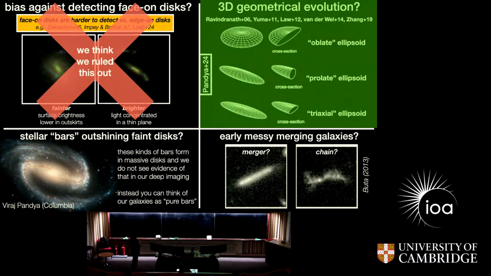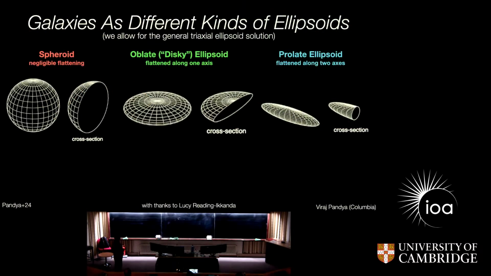3D geometrical evolution explanation. If you're like me, it can be hard to visualize these kinds of ellipsoids in 3D in your brain. So here are some extreme examples of simplified ellipsoids. You have something called spheroids, which are basically perfectly round, spherical objects. You've got these circular or axisymmetric disks in the middle here. And then you have these prolate ellipsoids on the right.